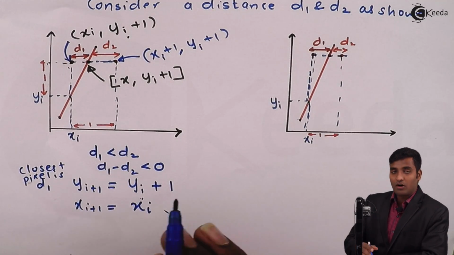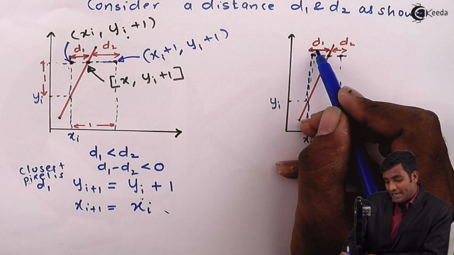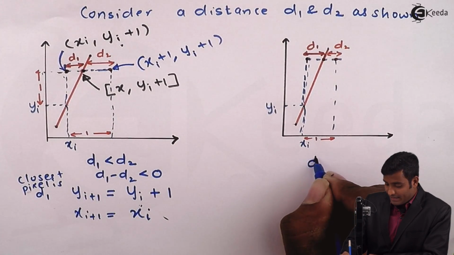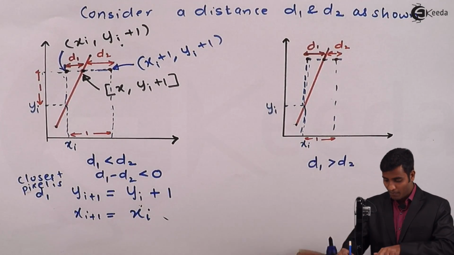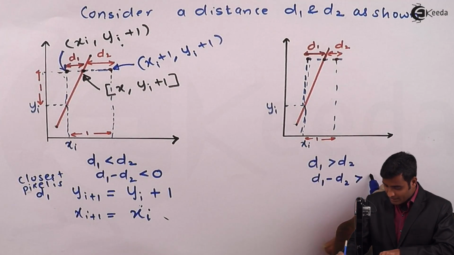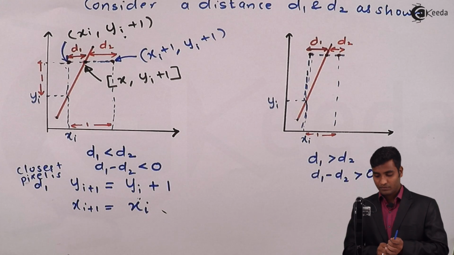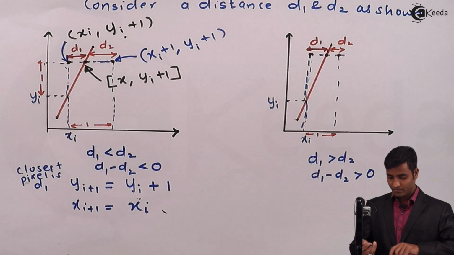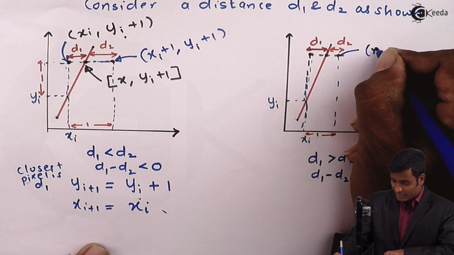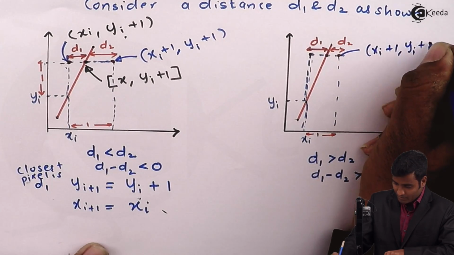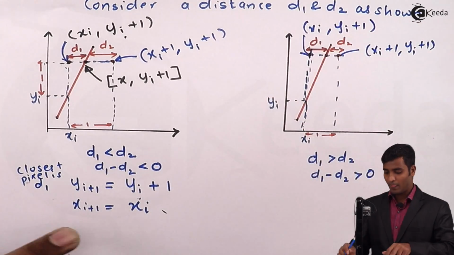Similarly for figure 2, here you can see that D1 is greater than D2, which means that D1 minus D2 is greater than 0. So the condition for difference in distance is greater than 0. Then in that case, I will note down the coordinates. So the coordinates of this pixel, that is D2, is xi plus 1 and yi plus 1. And for this one, it is xi and yi plus 1.